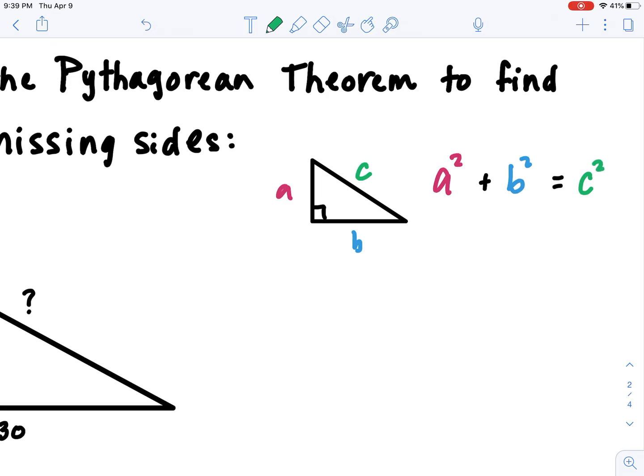So the sum of the 2 legs squared, you square the legs, add them together, you get the hypotenuse squared. And it's really important to remember where the hypotenuse is. The hypotenuse is always across from that 90-degree angle. So that's how you're going to figure out what your C is in these problems.